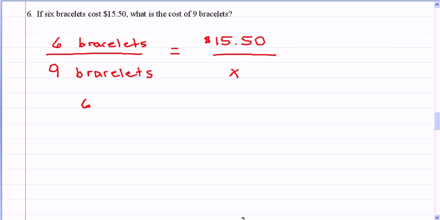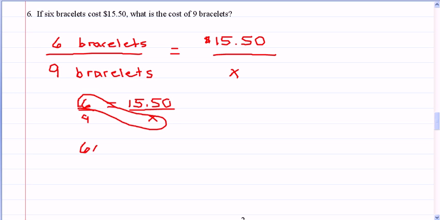And I have 6 over 9 equals 15.50 over x. It's okay that you have decimals. You just want to make sure that you have everything that has to do with bracelets on one side and everything that has to do with money on the other side. And once you have it set up, you cross multiply.